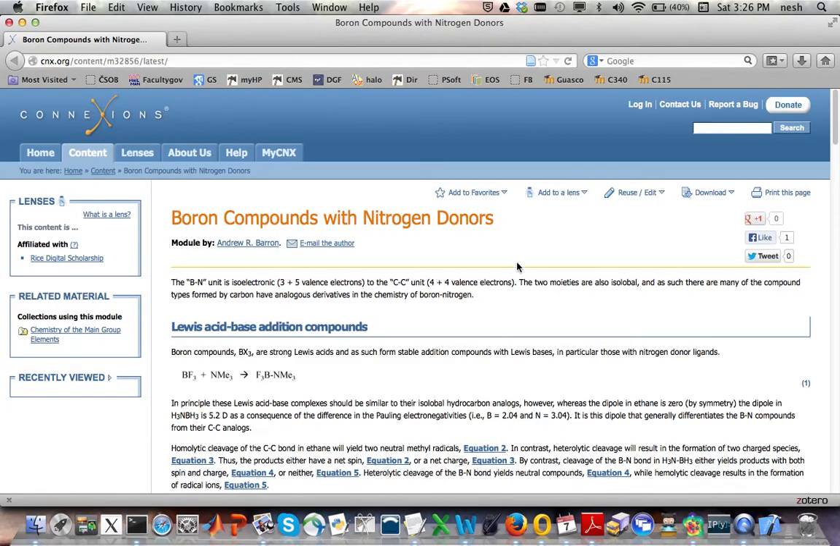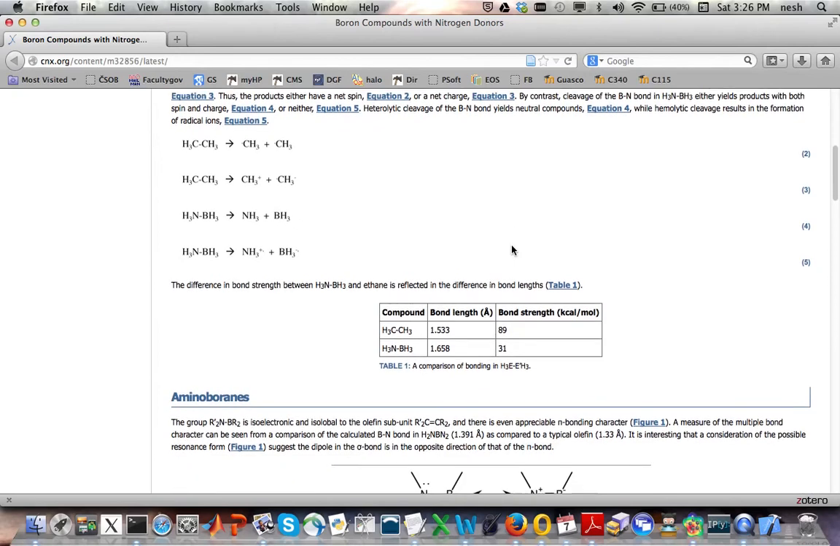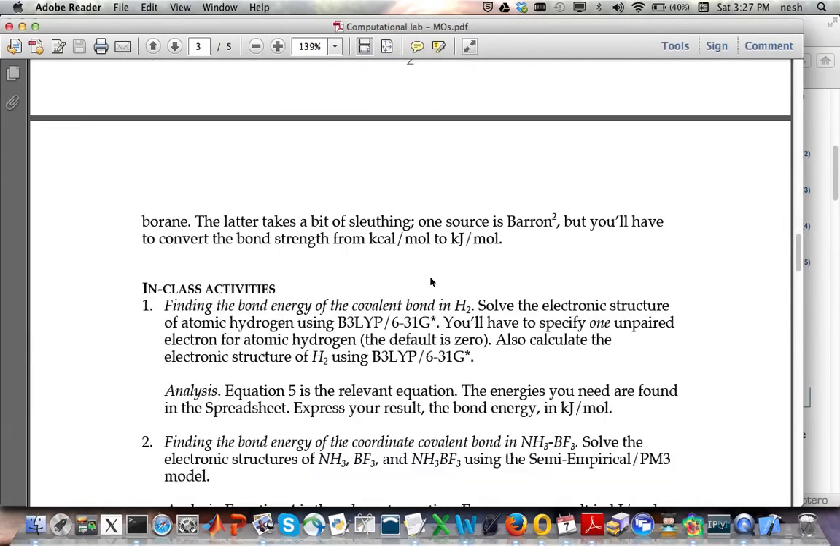They have boron compounds with nitrogen donors, and although this website doesn't list the bond strength for NH3BF3, which is what we're looking at, there is NH3BH3, which will be comparable. You just have to remember that this is in kcal per mole, and to put that into kJ per mole, you need to multiply by an appropriate factor. That's 4.184.